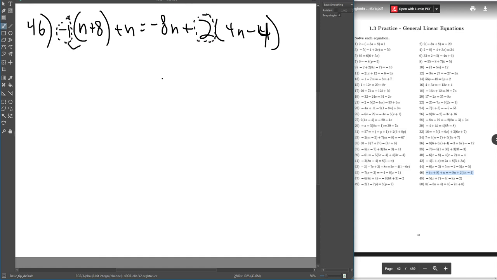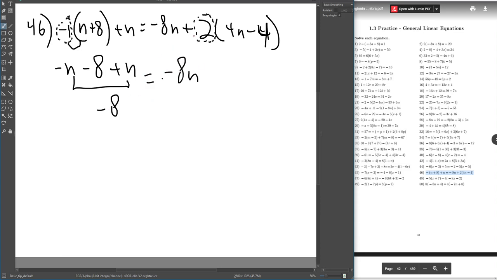All right, minus 1 times n equals minus n. Minus 1 times 8 equals minus 8, plus n. Check this out. Those two cancel. Minus n plus n equals 0. So I'm left with minus 8. What about on this side?